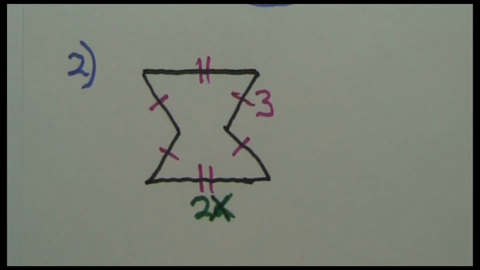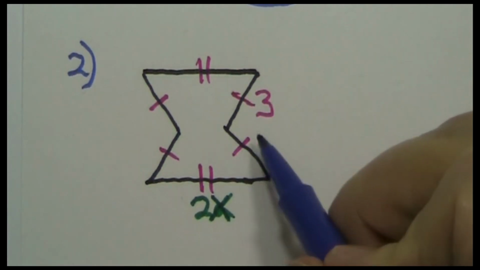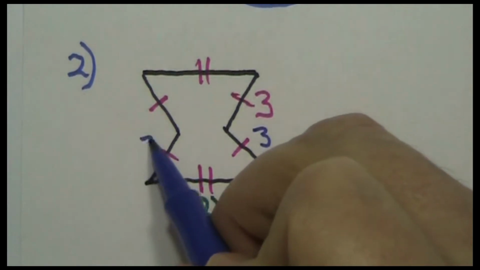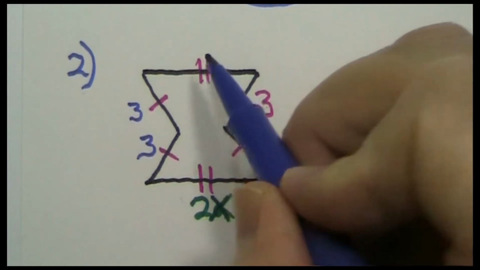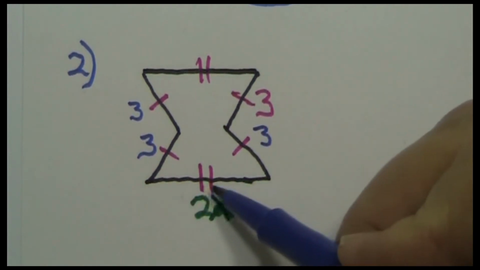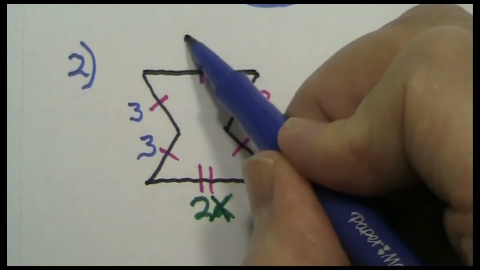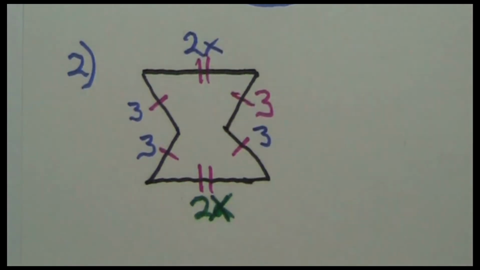All right, now first of all, we need to find the perimeter. Write an expression for the perimeter. If this is a 3, then that means all of these are 3s. That's a 3, 3, 3. And if this side is 2x, this other side matches it. That is 2x.